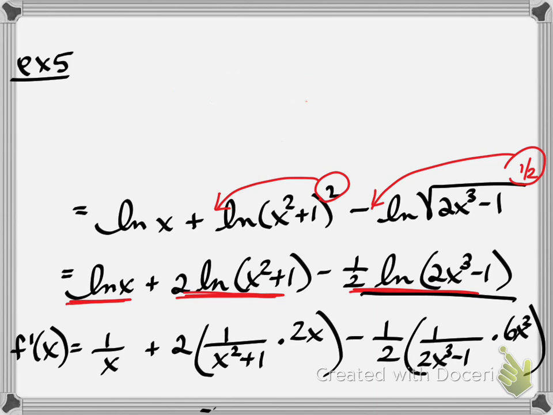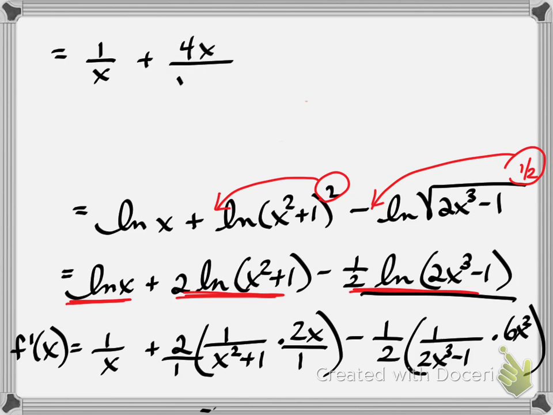We're going to erase right up at the top, so I'm on the same screen. So the derivative is 1 over x. Make all these fractions down here so you can look all the way across and get plus 4x over x squared plus 1. Make everything a fraction. I'm going to go ahead and reduce the 2 and the 6 for a 3 on the top. Minus 3x to the third over 2x cubed minus 1. All right.